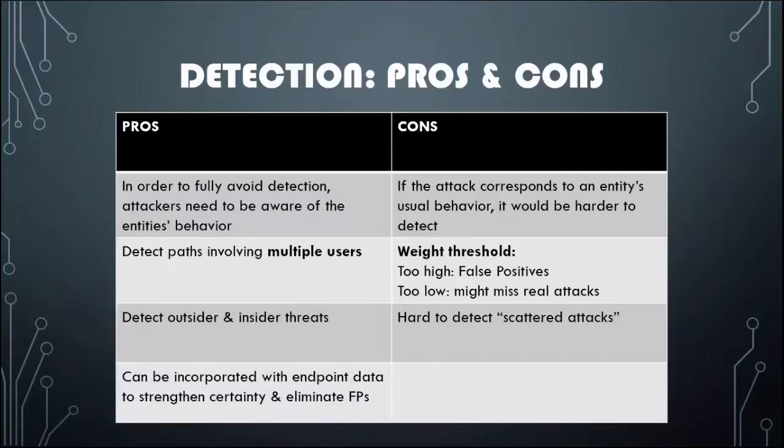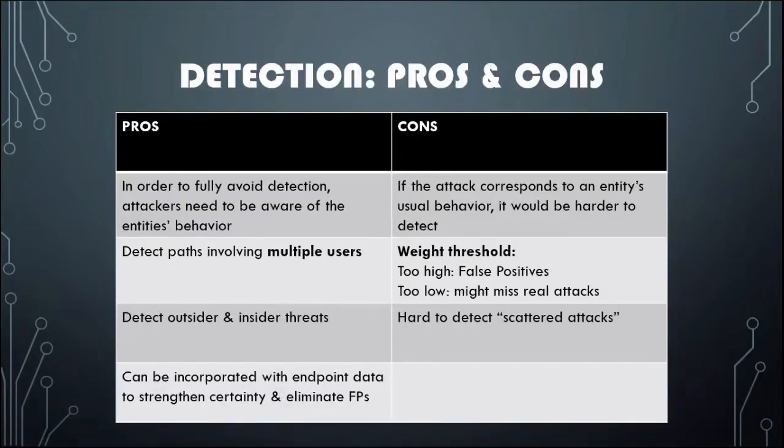So we can take a look at what was going on in that source of the star structure or any machine in the suspicious chain to understand what exactly happened. Some of the cons, first of all, if the attacker responds to an entity's usual behavior, it would be harder to detect since we are relying on the fact that we would have edges that would be assigned a low probability. Second is regarding the weight threshold, which edges do we want to keep in our daily logon graph.